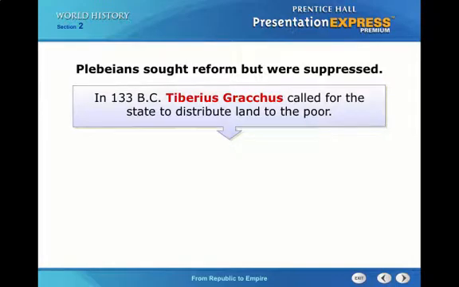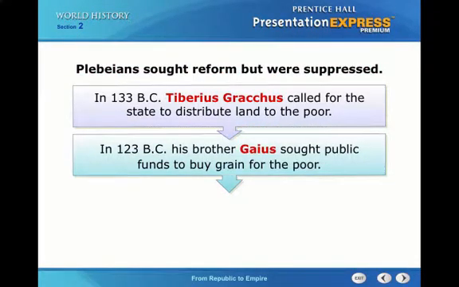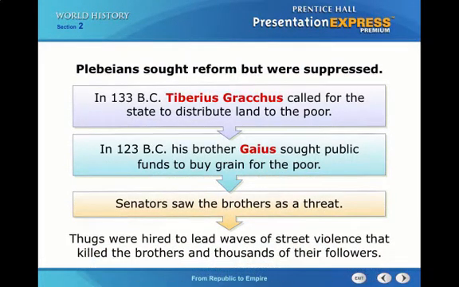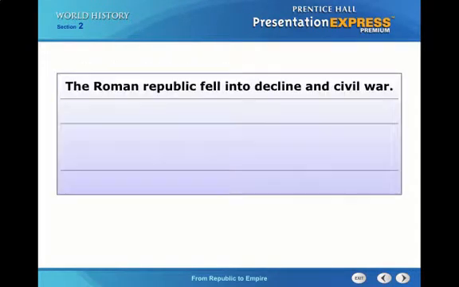So you see these two plebeians, Tiberius Gracchus, who calls for the state to give land to the poor, and you see his brother Gaius, who sought public funds to buy grain for the poor, trying to make reforms. The senators saw these brothers as threats, and so they ended up getting run out of town, and both of them end up being killed, along with 1,000 of their followers. So they try to fix these problems before they get too bad, but nobody wants to hear about it. They just want to put their head in the sand and pretend it's not going to happen.